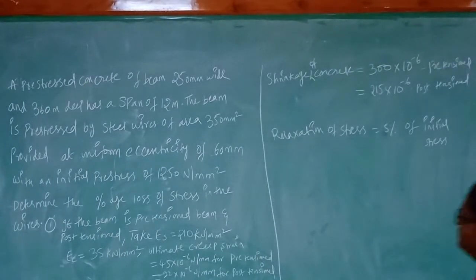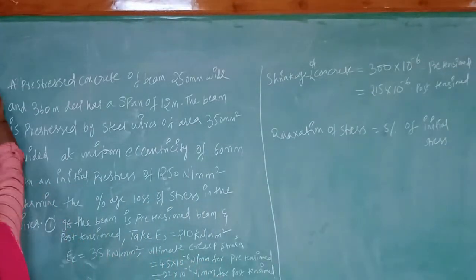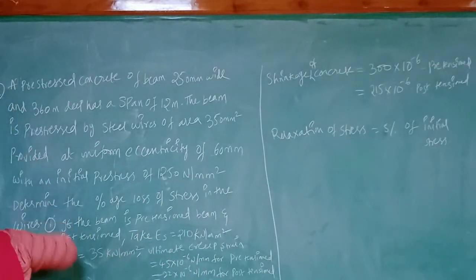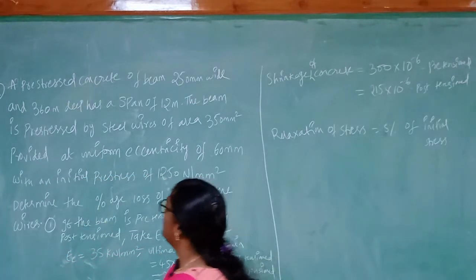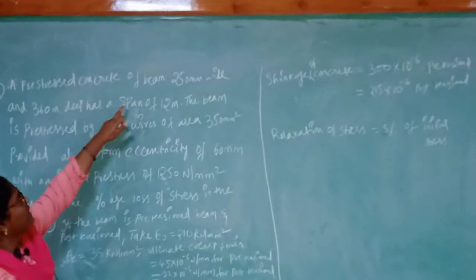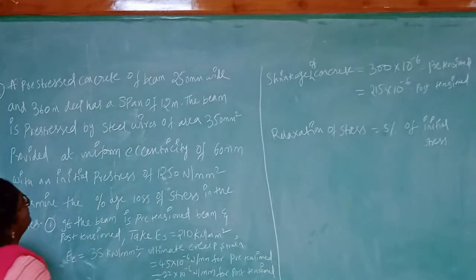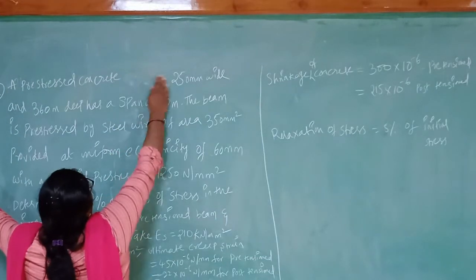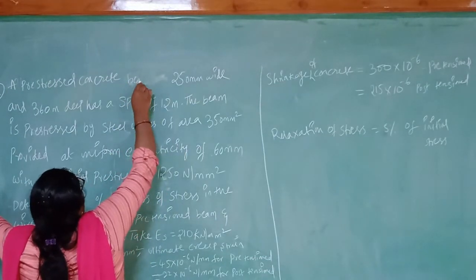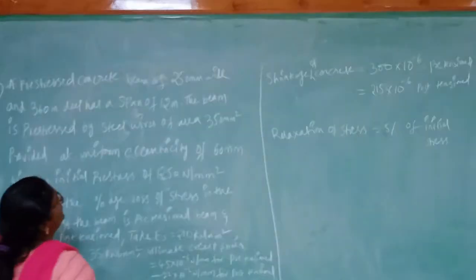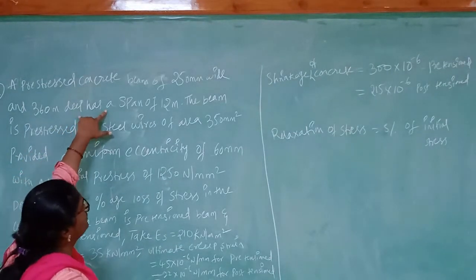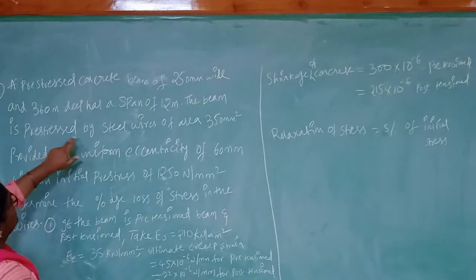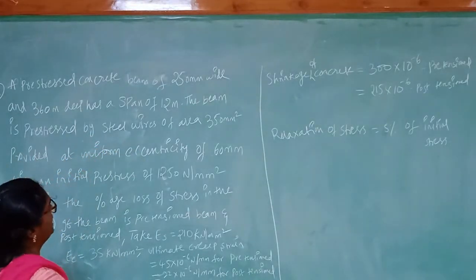Good morning, everyone. The second problem in your losses of pre-stress. See here, what he is asking in this: a pre-stressed concrete beam of 250 mm wide and 360 mm deep has a span of 12 meters. The beam is pre-stressed by steel wires of area.